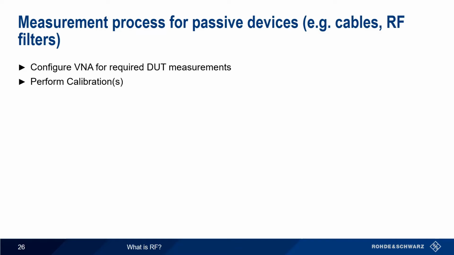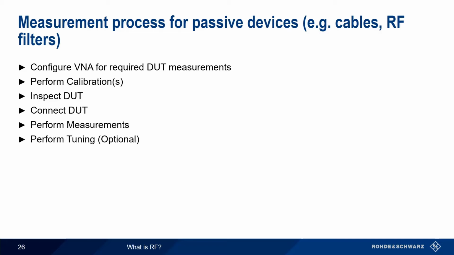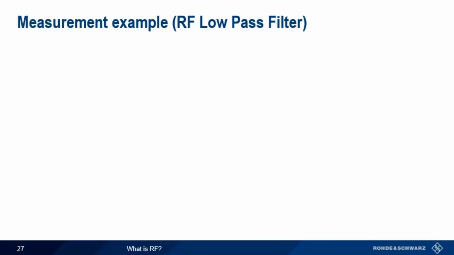After completing calibration, the DUT is inspected to ensure proper DC biasing and connections. It is then connected to the VNA and measurements are made. Any required tuning, such as aligning RF filters, can be performed. Finally, trace data may be exported for archiving, for reports, or to be used in RF simulation programs. Next, we'll demonstrate this measurement process for a low-pass filter.